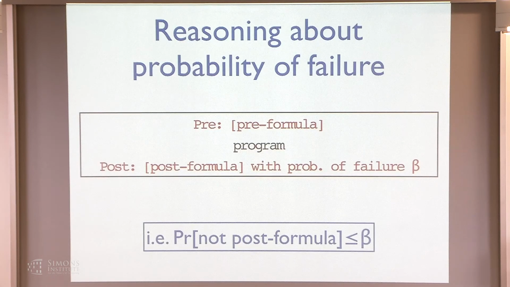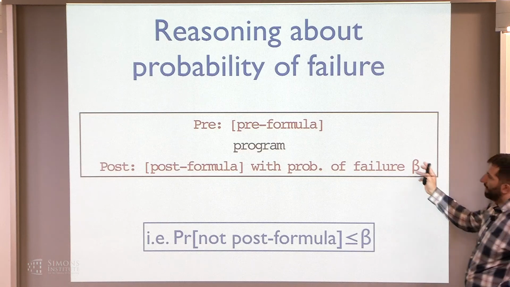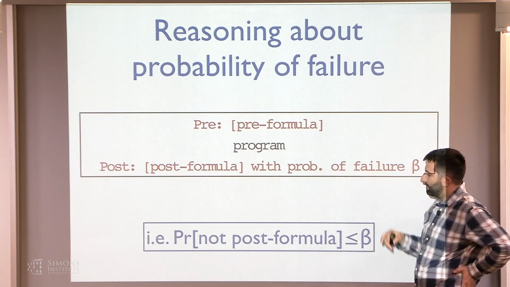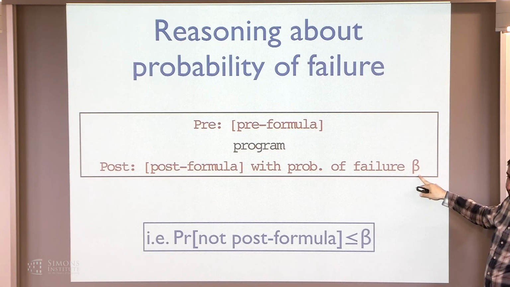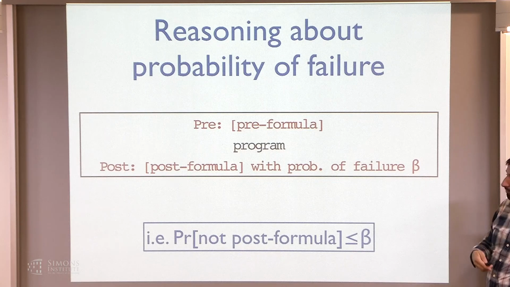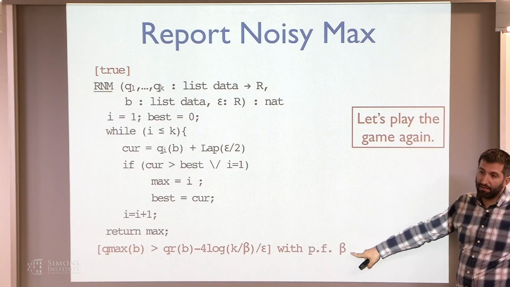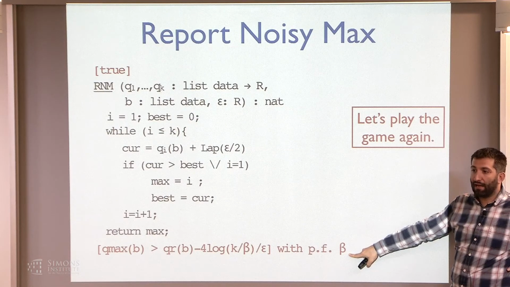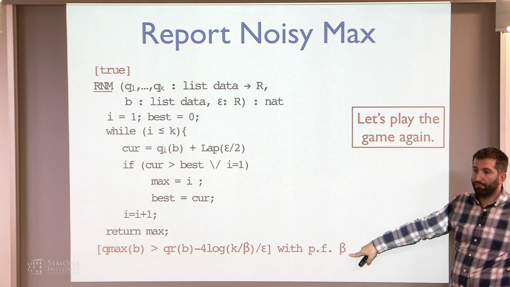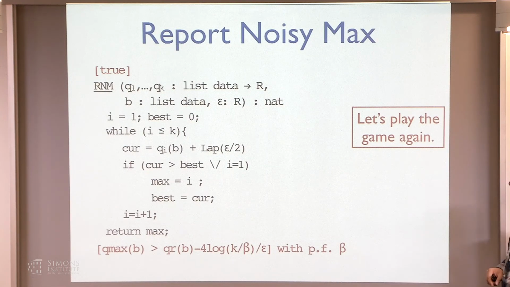Another work I wanted to mention is that a very similar kind of verification can also be done for reasoning about probability of failure. And this allows us to reason about accuracy. For instance, for report noisy max, with a similar proof, we can prove its accuracy as you would do with paper and pen. What this logic internalizes is the union bound, mainly.